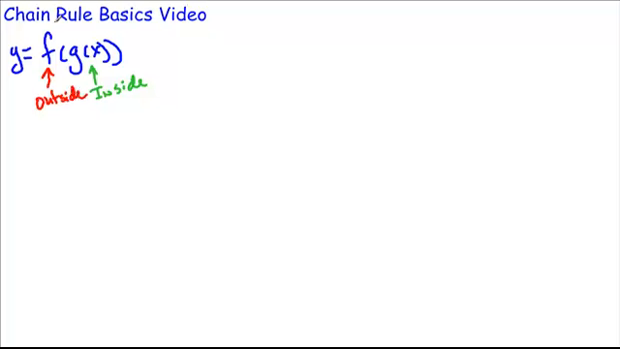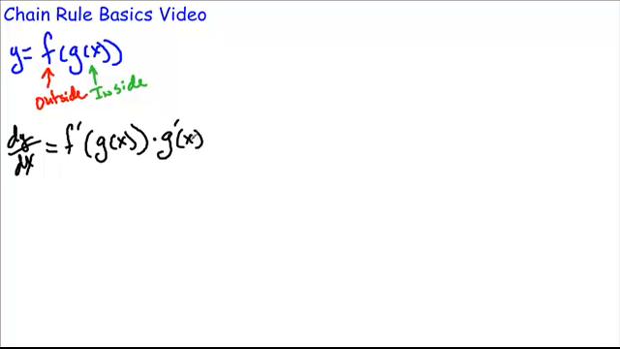Now what we're going to do here is take the derivative of the outside first and then take the derivative of the inside. So watch what happens here when we do this. Okay, so that becomes dy/dx equals, well, the derivative of the outside, so that's f prime, leaving the inside alone, times the derivative of the inside. Okay, so let's see what that means in a real question.